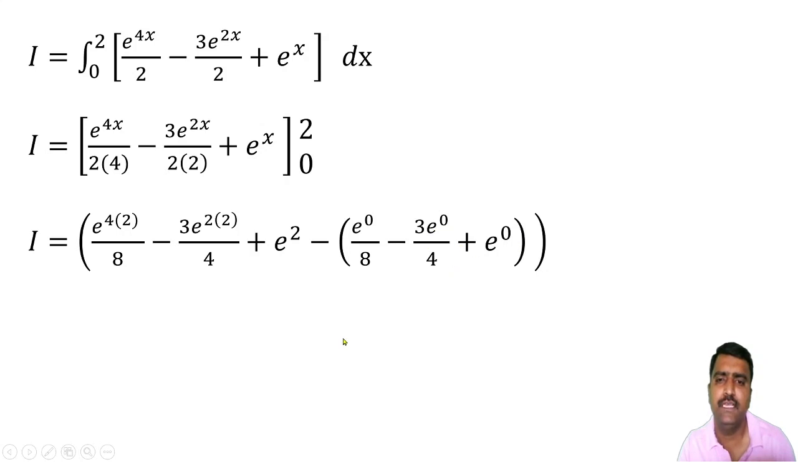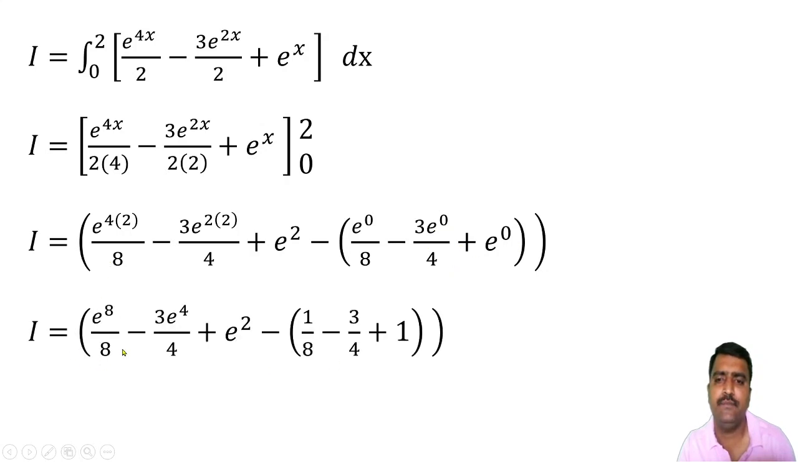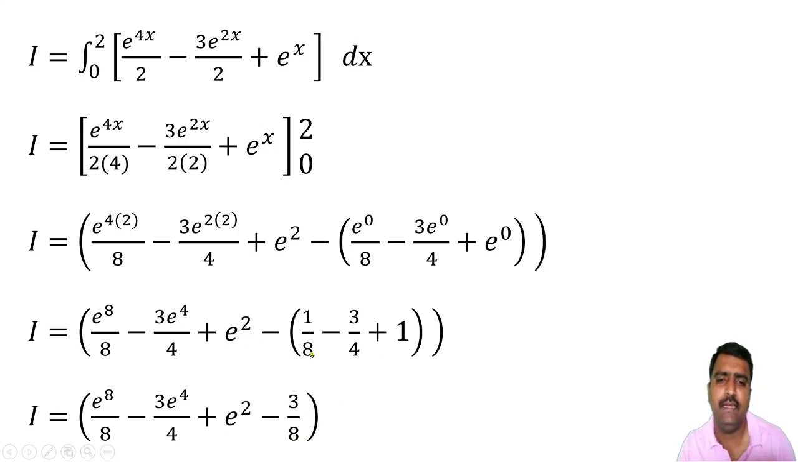Next step, it is e to the power of 8 by 8, minus 3 into e to the 4 by 4, plus e square, minus 1 by 8, plus 3 by 4, minus 1. Simplifying this, it is e to the 8 by 8, minus 3 e to the power 4 by 4, plus e square, and its simplification gives minus 3 by 8. So actually this becomes plus 3 by 8. The final answer to this triple integral is minus 3 by 8.